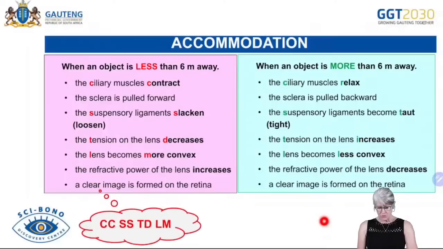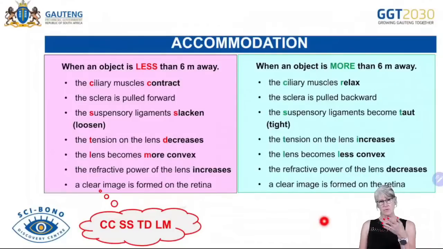Okay, so to try and remember this, we have this little mnemonic. So we say CC, which is ciliary muscles contract, suspensory ligaments slacken, that means they become loose, tension decreases on the lens, and the lens becomes more convex, and that means then I can focus close up.